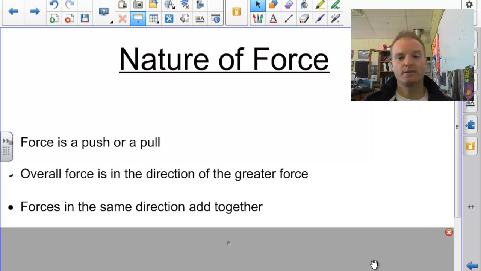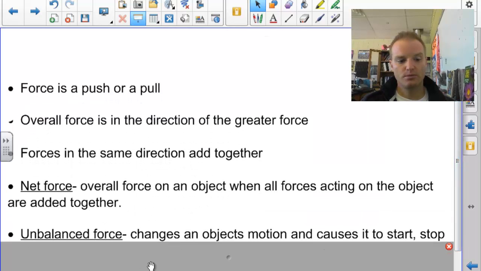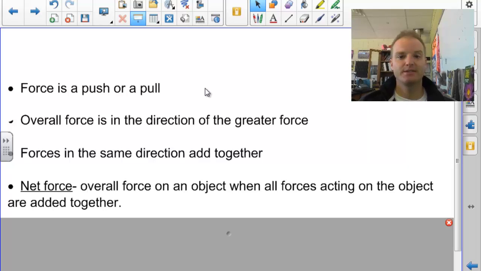You think about if you have a headwind or a tailwind while you're running. We talked about that before in class. If you have that tailwind pushing you from behind, your force and the wind's force would be added together. So the idea of net force is when we add these together. It's the overall force on an object when all forces acting on the object are added together.